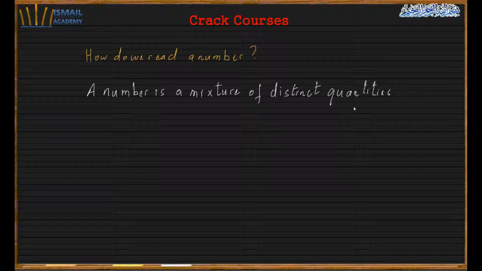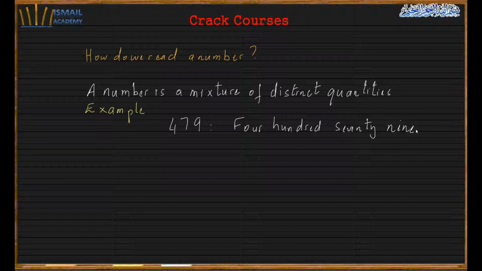So let me give you an example, and I will show you this idea from an example. Suppose we pick, for example, like 400 something. Let's pick 479. How do we read this? We say 400 70 9. It's exactly how we read that number.